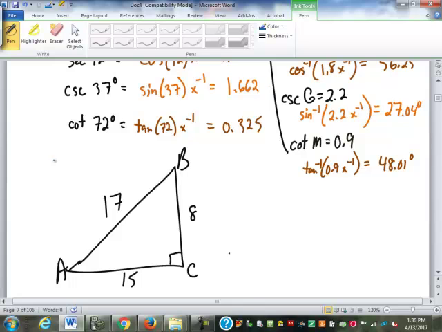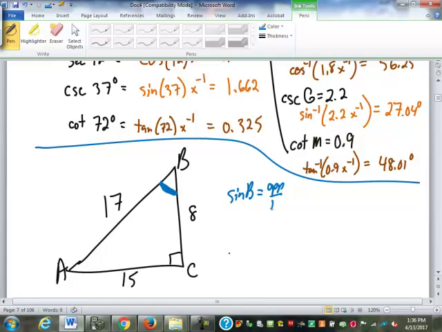So if I give you this triangle here, now of course this is separate from what we just did up here, what's the sine of angle B? Angle B is right here, right? Sine is opposite over hypotenuse. Well, which one's the hypotenuse? 17 is the hypotenuse. Now, according to this angle, which one's opposite? 15. So sine of B is 15 over 17. You can just leave it as a fraction. That's good.